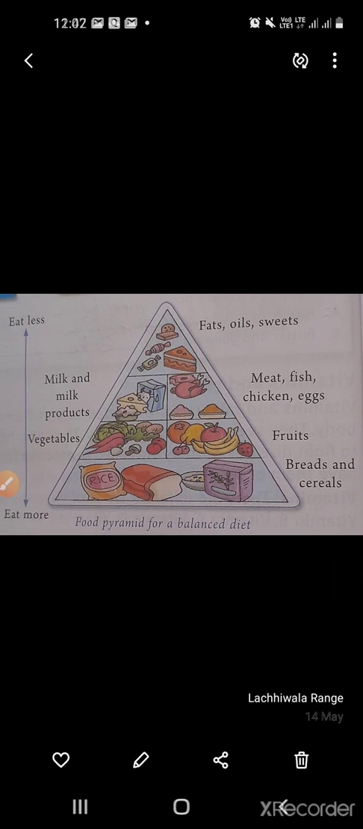Now you can see here a food pyramid for a balanced diet. So let's talk about balanced diet. What is a balanced diet? The food you eat every day is your diet. You know that, children? The food you eat daily is known as diet. And the diet that provides all the nutrients in the right amount is a balanced diet. It means that you should take fats, milk products and milk, protein and minerals, vitamins and carbohydrate in the right proportion. That is known as a balanced diet.